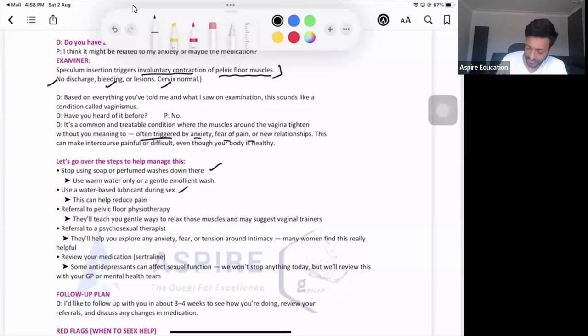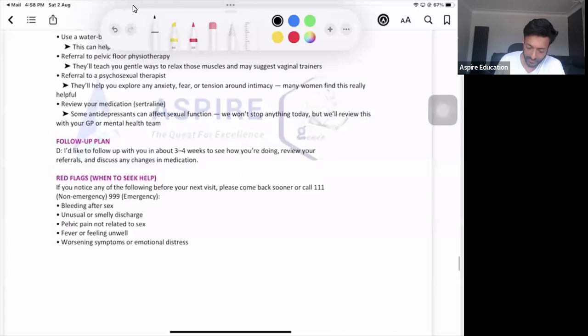And then follow up after a couple of weeks, the patient can come for follow-up as well. Red flags: if you've got bleeding after sex, if you've got any discharge coming, any pelvic pain, just come back to us. So that's how you can conclude this station, right?